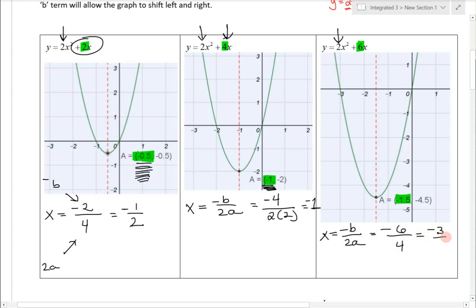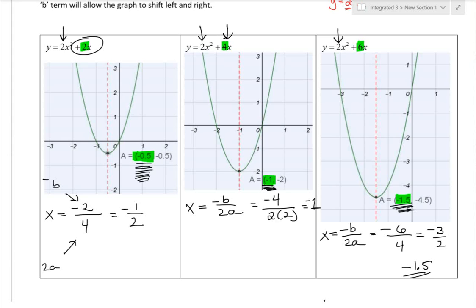That gives me negative 3 over 2, which is the same thing as negative 1.5, which is that highlighted value there on that x value. Okay? So my hope is that you're seeing here that the axis of symmetry for any parabola is found by taking x equals the opposite of b over 2a. And not only does that give you the axis of symmetry, it gives you the x coordinate of the vertex.